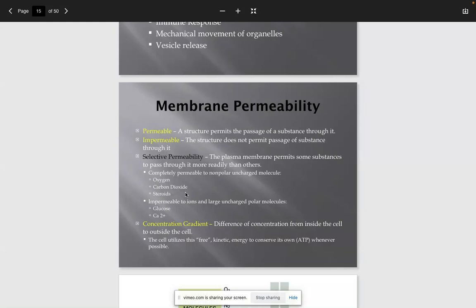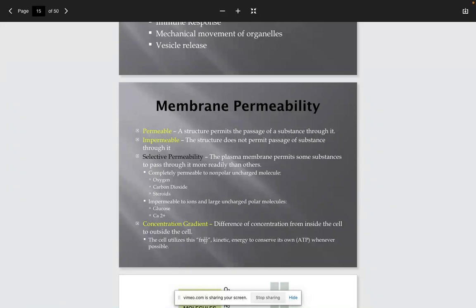Things that are impermeable to ions and large uncharged polar molecules. So glucose is a large molecule. Glucose is not going to be able to get through on its own. It's going to have to require something. Calcium. Calcium is going to be polar. It's not going to be able to get through.